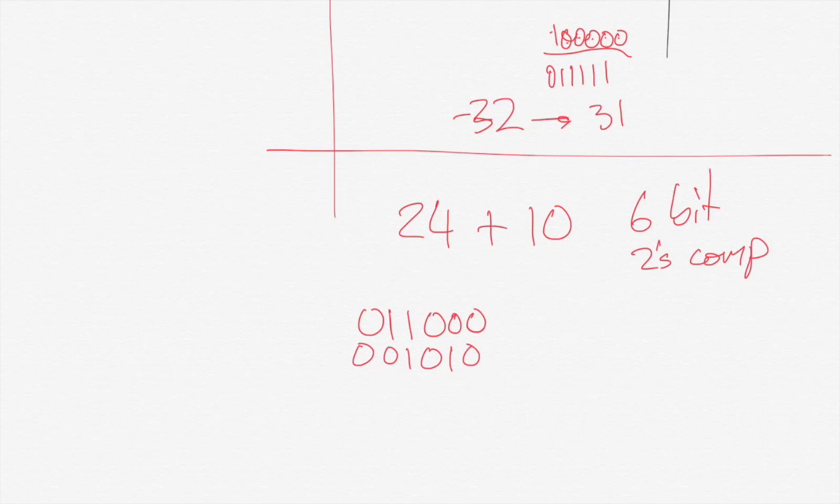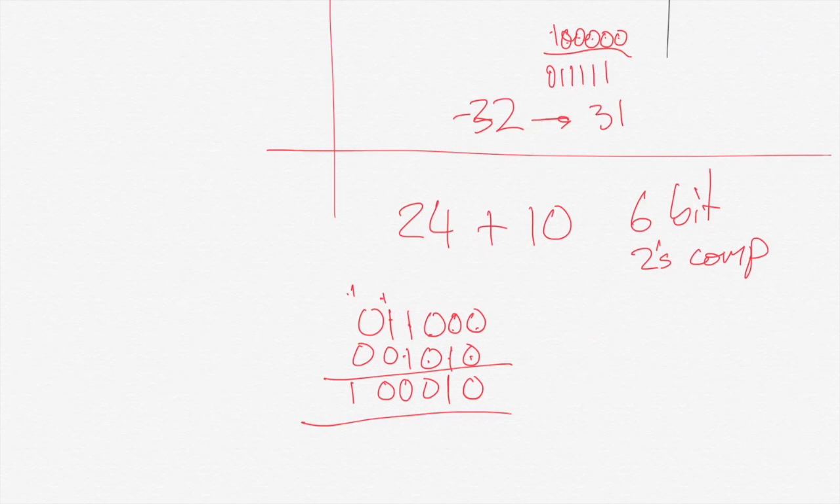Now I'm going to add these two numbers together and see what I get. I'm going to get 0 plus 0 is 0, 0 plus 1 is 1, 0 plus 0 is 0, 1 plus 1 is 1, 0, put down the 0, carry the 1, 1 plus 1 is 1, 0, put down the 0, carry the 1, 1 gives me that.